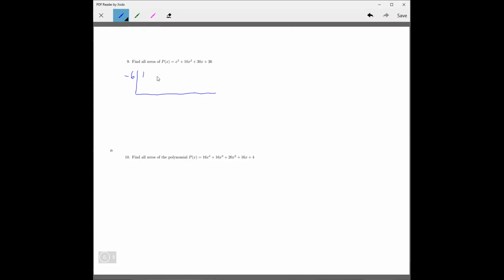Okay, so we'll put in 1, 10, 30, and 36 and use -6. Bring the 1 down, multiply, that's -6. Add, that's 4. Multiply, that's -24. Add, that's 6. Multiply, that's -36. Okay, so great, that's 0. That means we've confirmed that -6 actually is a zero. And then what's important is this right here, because now that is x squared plus 4x plus 6. We want to solve that, and we use the quadratic formula.